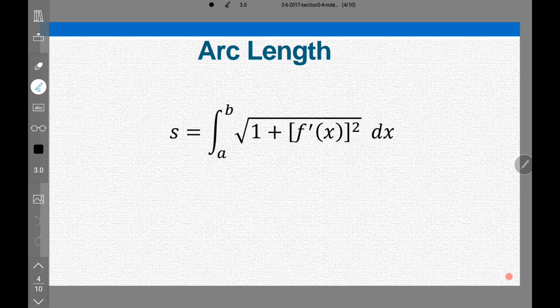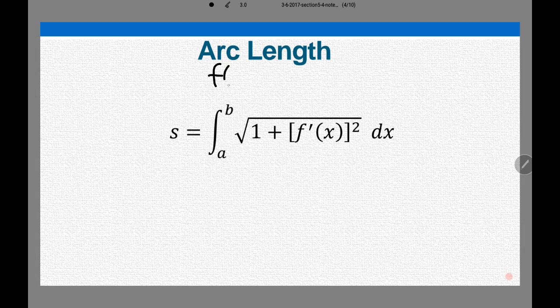So if we start with a function f of x, the first way, and we're told between 2 points, a and b, 2 values for x, to find the arc length. The arc length is just equal to the integral from a to b, the square root of 1 plus the first derivative of the function squared.